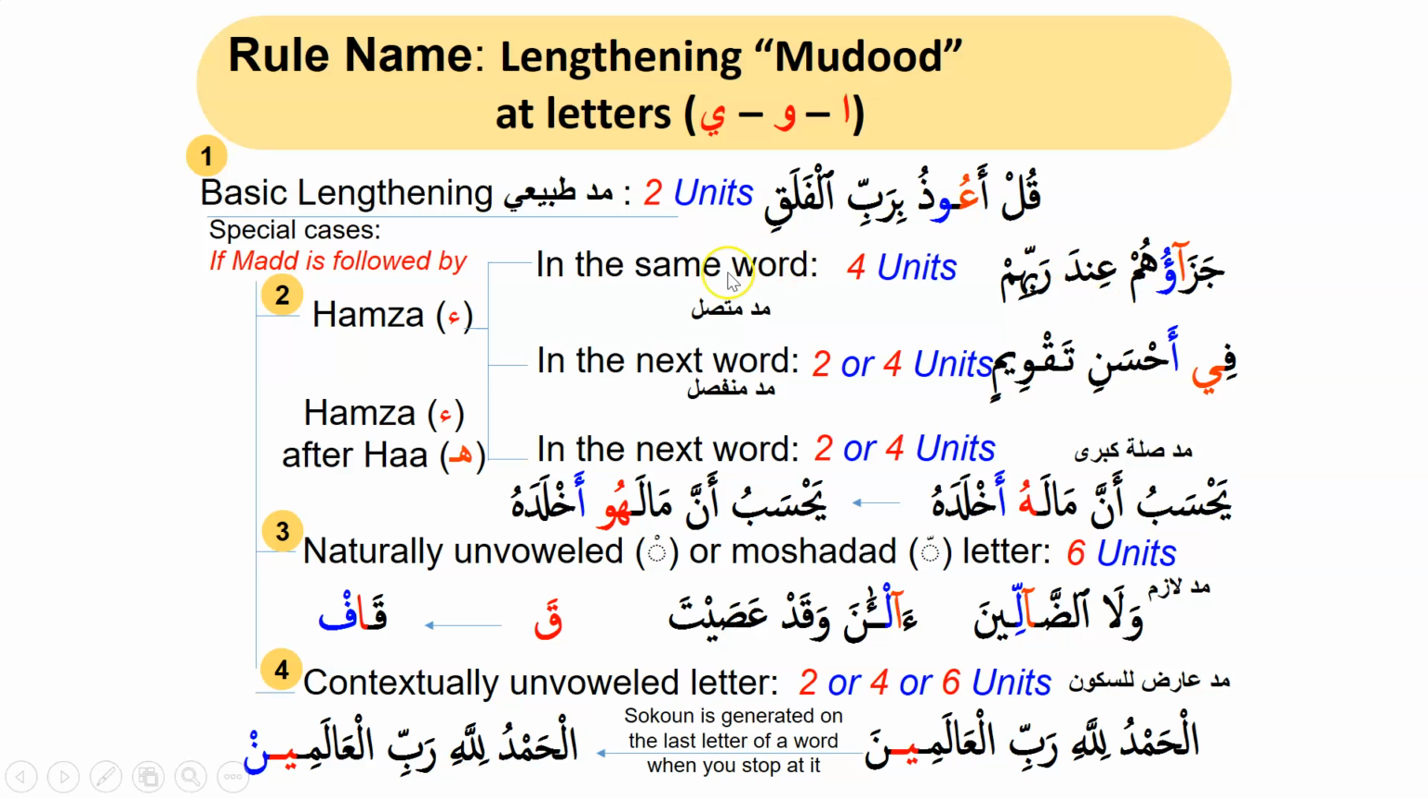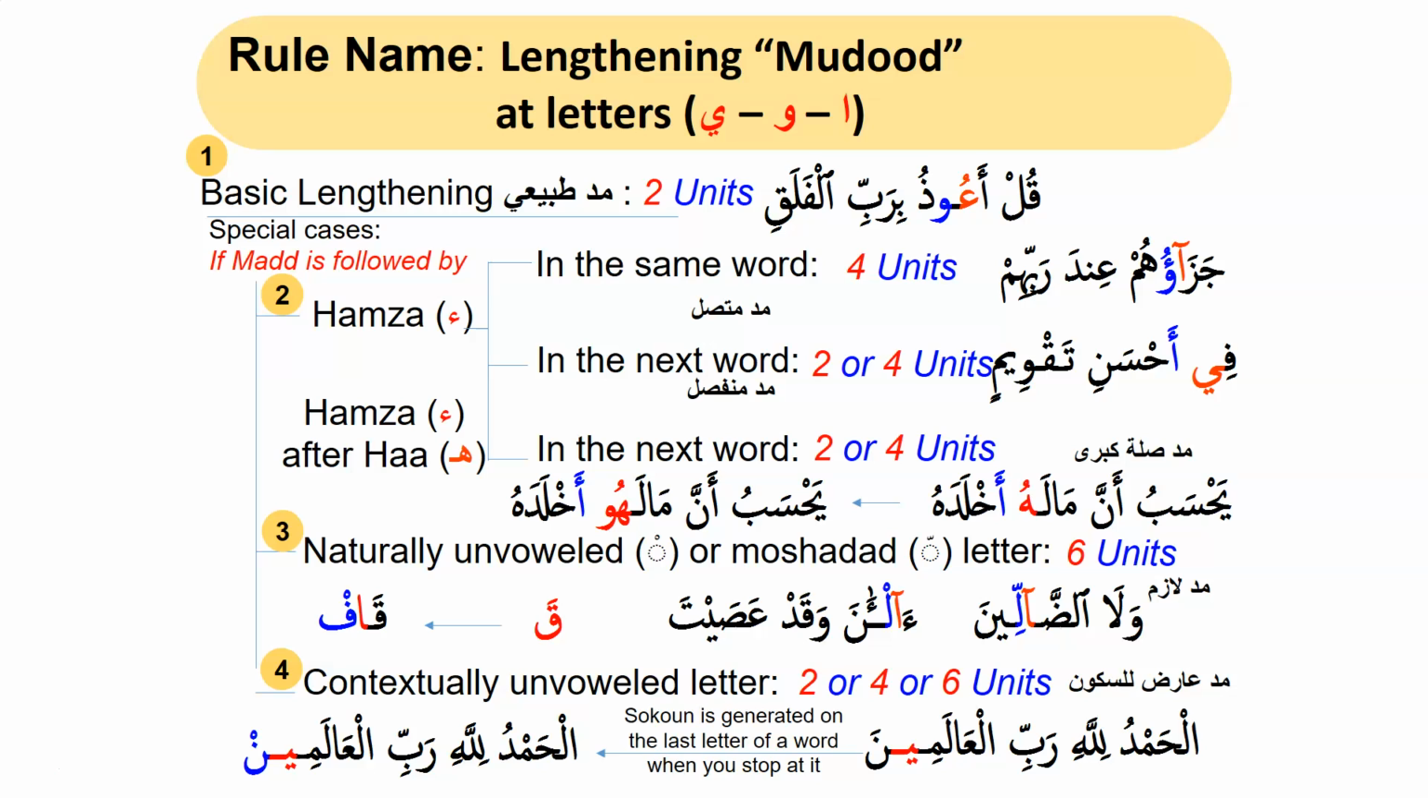Here it's called مد متصل, because it is obligatory in Quranic recitation that whenever you find a letter of مد, a letter of lengthening, alif or waw or ya, coming second, preceded by a letter carrying a compatible vowel, but followed by hamza, you are obliged to extend it more than 2 units of time.